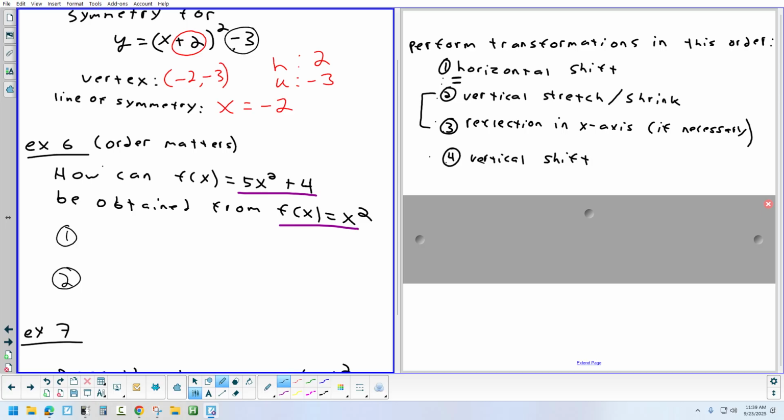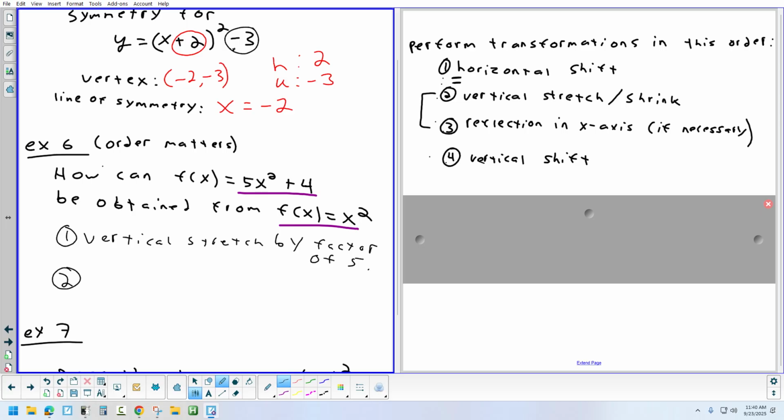So we're going to skip that one, and we're going to go to the next one, which is the vertical stretch. Is there a vertical stretch in this one? What do you think? Yeah, there's a vertical stretch, the 5. So we're going to write vertical stretch by factor of 5. Okay, go to the next one on the list.